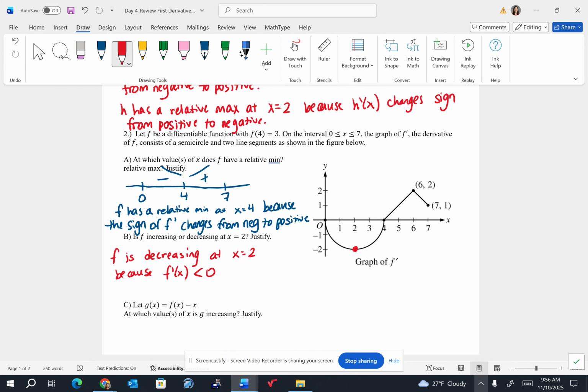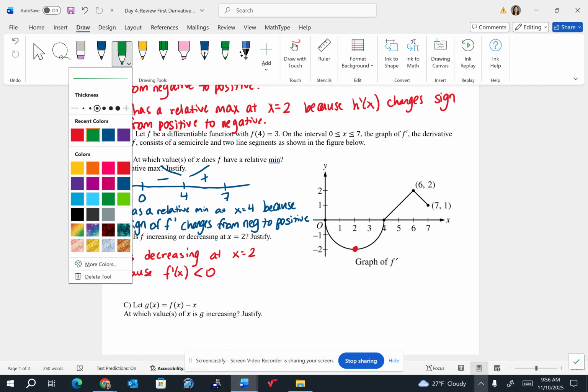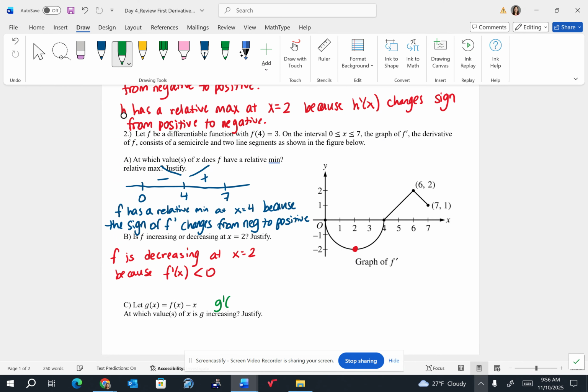And then part C is just a little bit of a fun extension. There's a transformation of the function. So it says, let's say g of x is f of x minus x. It's asking where is g increasing, so we need to find the derivative. So the derivative of g is the derivative of f of x minus the derivative of x, which is just 1.